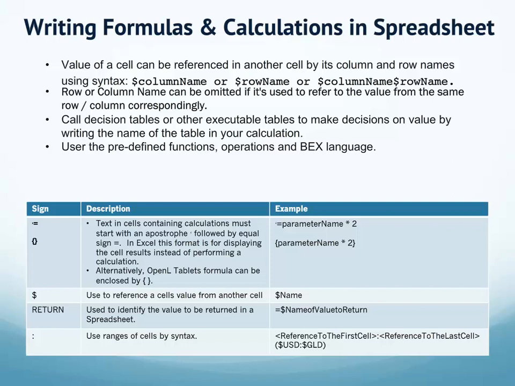And then down in this table is some syntax you really need to know. The single quote and equal sign is how you're going to define what the formula is, or where OpenL should expect the formula. There is an alternative if you don't like that syntax, where you can just put parentheses around your formula. We've also talked about the $ sign. You're going to use that to reference values in other cells. The word return is used by the spreadsheet table to identify the value that's going to be returned. And then also we saw the colon, which you can use for ranges.